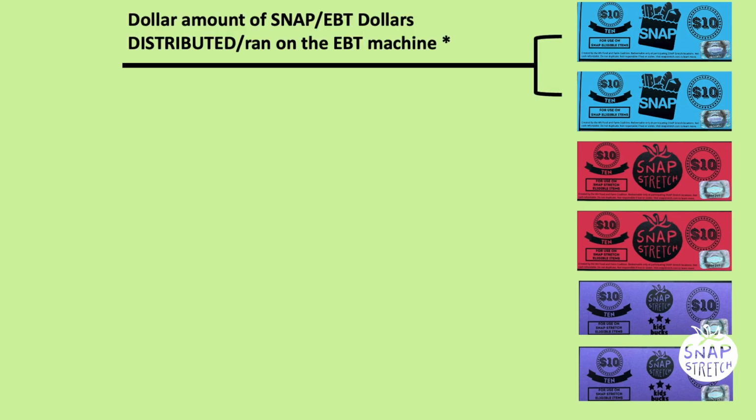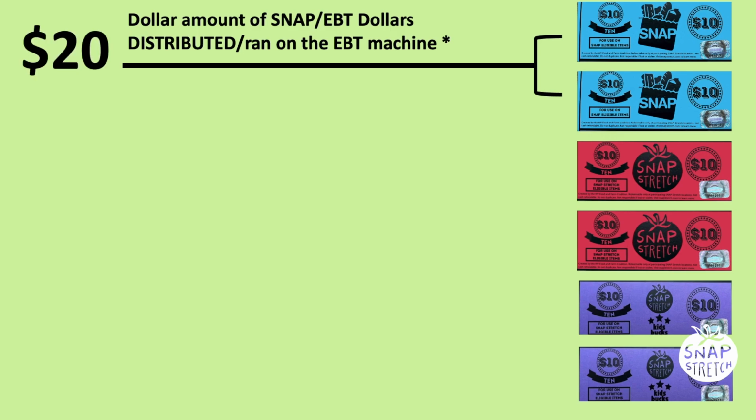So the customer is issued a total of 20 SNAP Bucks and 40 SnapStretch Bucks. This is how the transaction would be reported to us at snapstretch.com. The blue SnapStretch Bucks represent the dollar amount of SNAP EBT dollars distributed/run on the EBT machine. In this case, it would be $20.